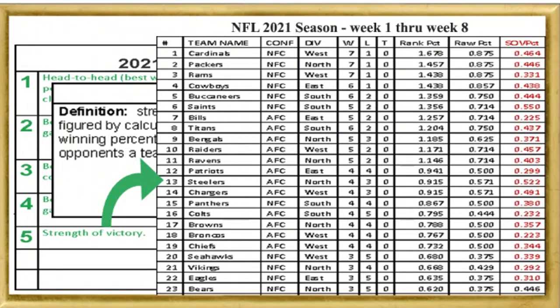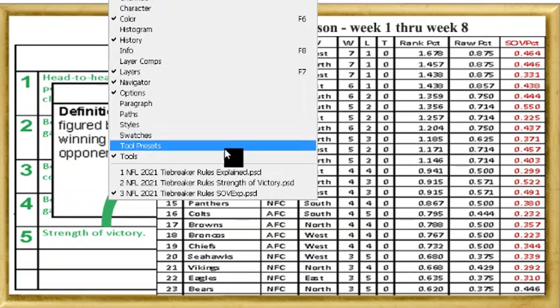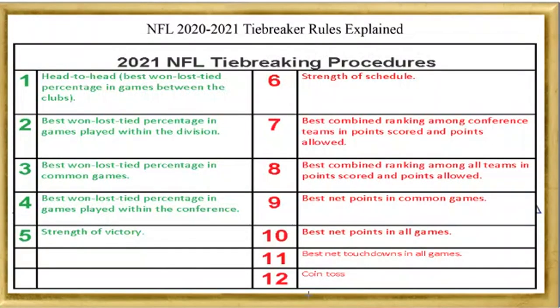So if you look at the tiebreaker procedures, it makes you question what's the reason for 6 through 12 if after 5 that should really decide it? That's a question, but 6 through 12 goes all the way down to a coin toss. I won't even get into it because, like I said, I think after strength of victory, it should be decided. I don't really see the point in 6 through 12.